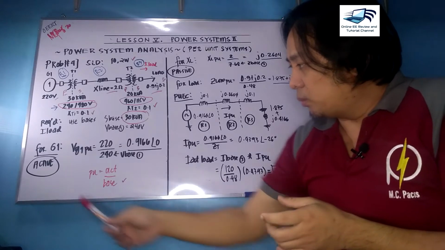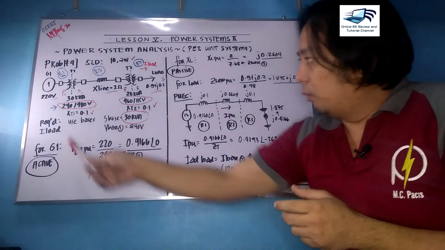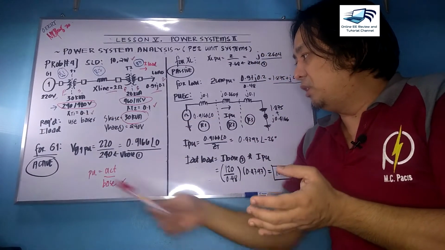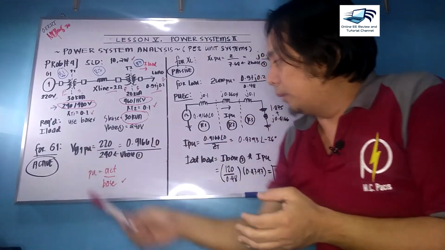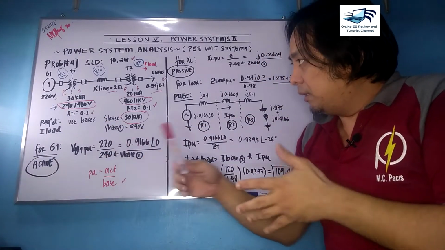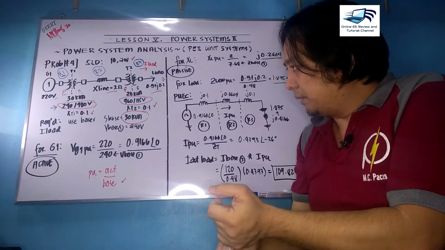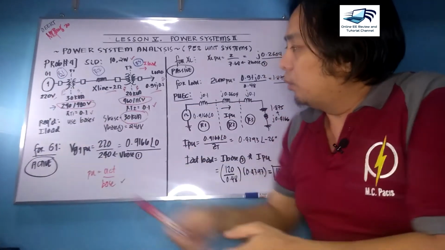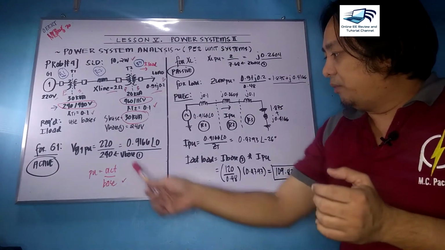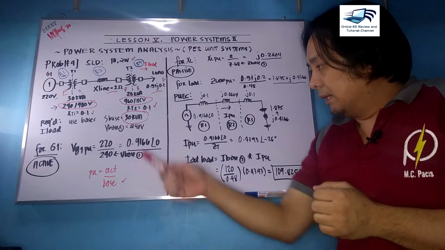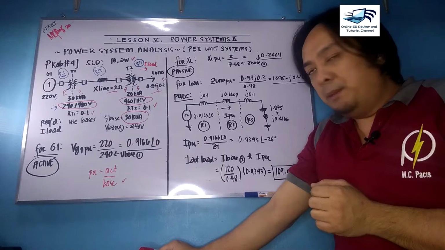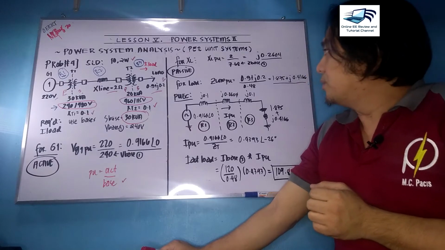components. So first we have the active element. We have only one generator, so Vg per unit is: actual is 220, you divide it by 240. It's pretty basic that the generator is located at region 1, so V base 1 is 240. By dividing 220 by 240, we get 0.9166.